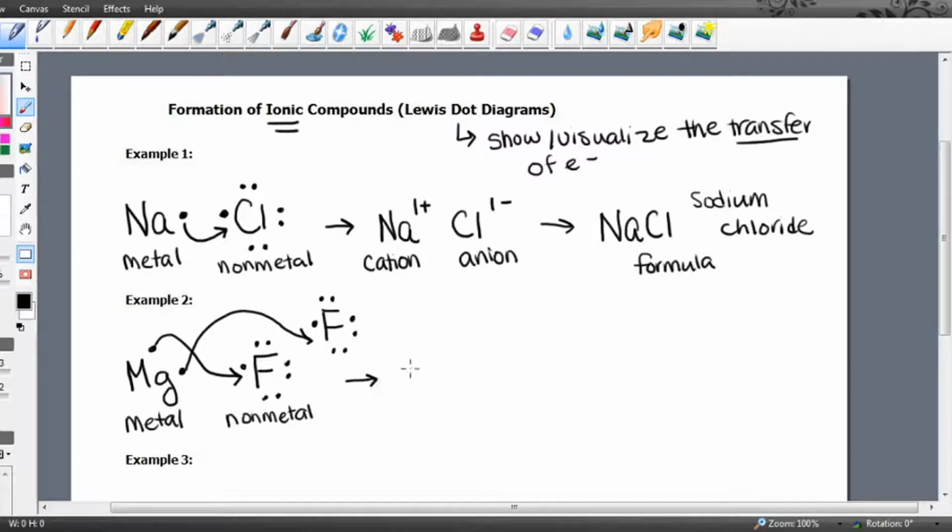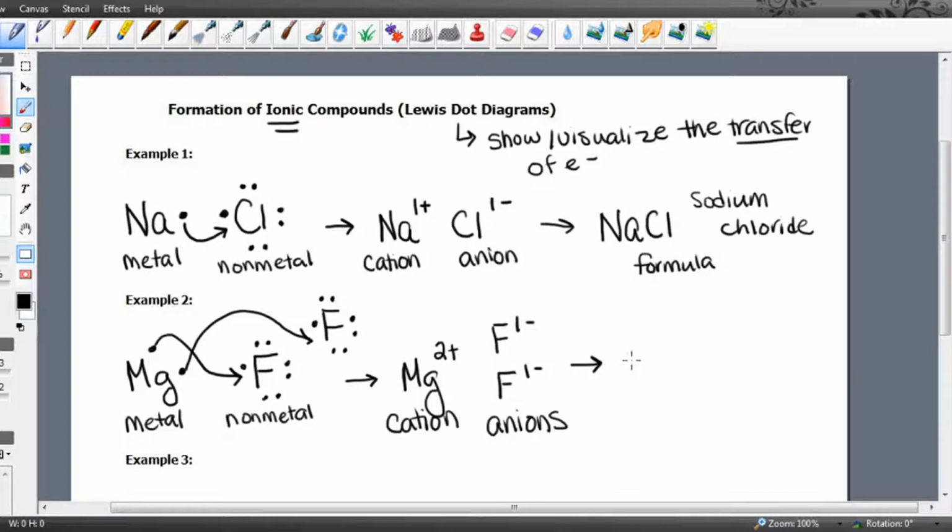In other words, what I now have is a magnesium 2+ cation. It has a 2+ charge because it lost 2 valence electrons. I have 2 individual fluorine atoms, each with a 1- charge. So these are my anions. Notice again that the charges cancel out. The 2+ cancels with the 1- and the 1-. That's a total of a 2-, forming a stable compound between magnesium and fluorine.